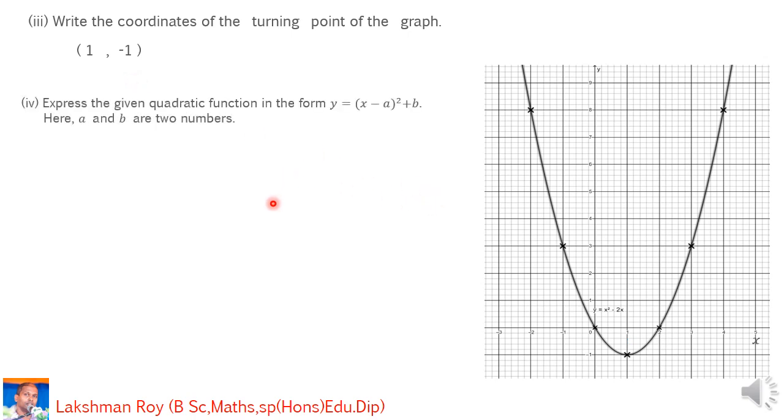Now Roman number 4: express the given quadratic function in the form y equals (x minus a) squared plus b, where a and b are two numbers. Let's see how to put the given quadratic function into this form. In your equation lesson, in the second term lessons, students, you made this type of quadratic expression into a perfect square and another part. That is the method you have to apply.